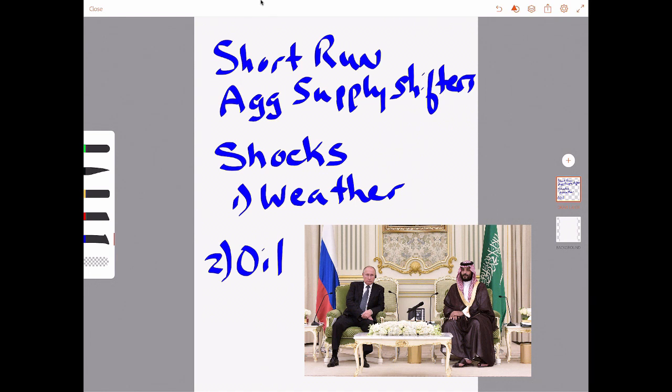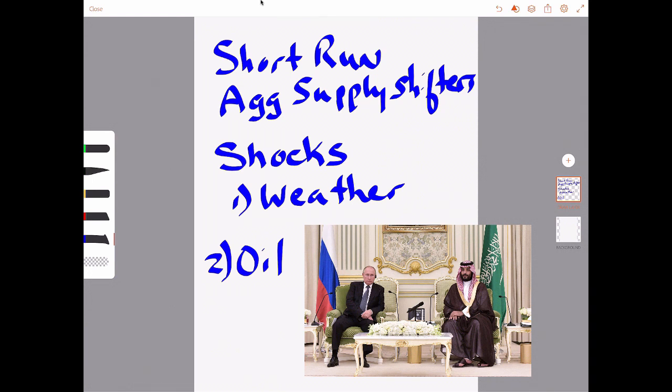Russia and Saudi Arabia and other countries in the Middle East, and now America too, have a pretty good control on how much oil there is in the world market. And the more oil there is, the lower the price. So right now, we're experiencing an oil price shock in a good way for consumers. As the amount of oil in the market increases, the price drops.